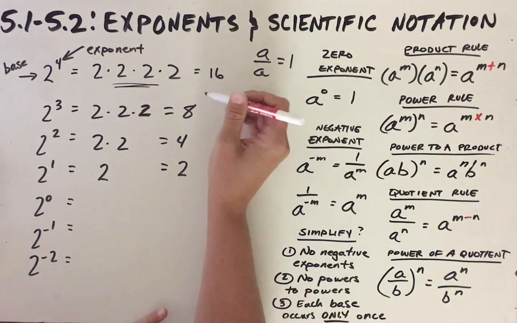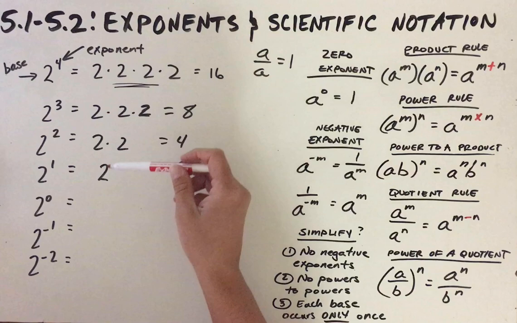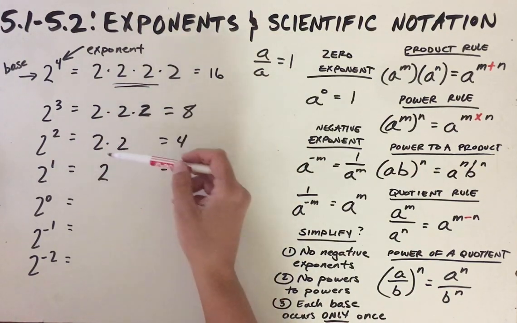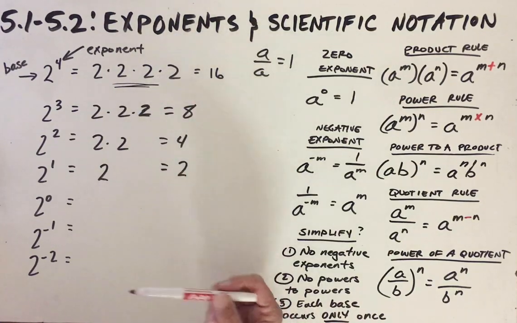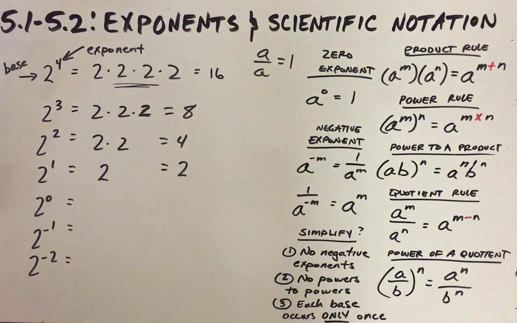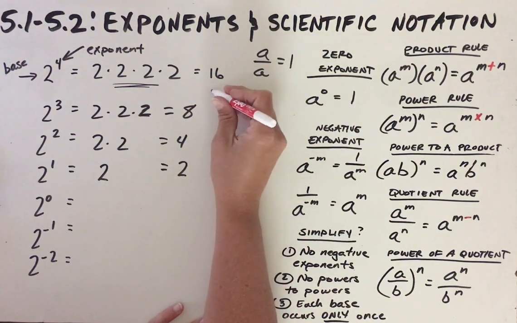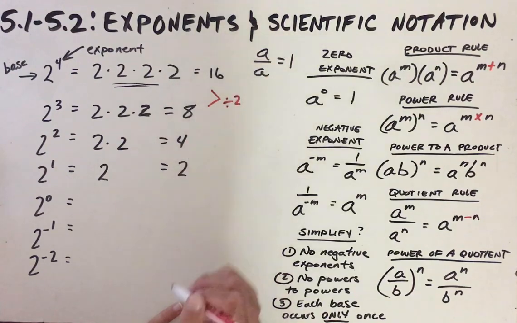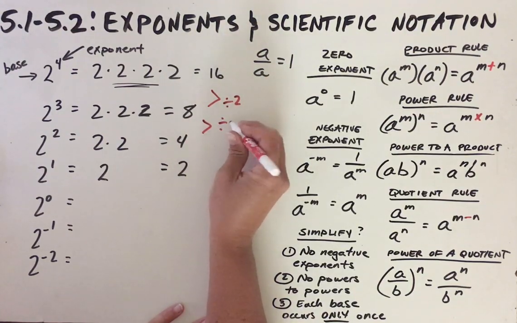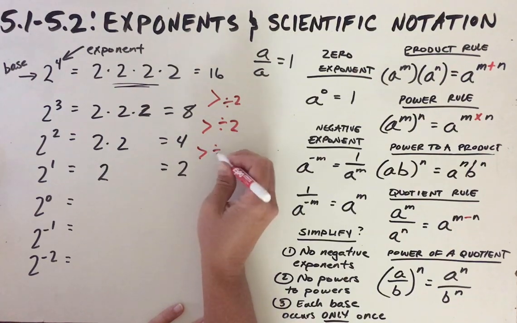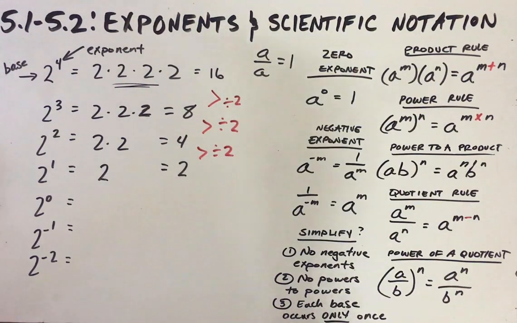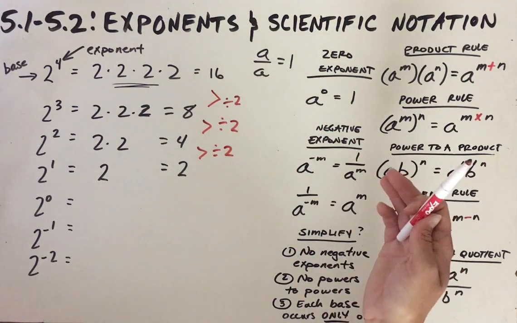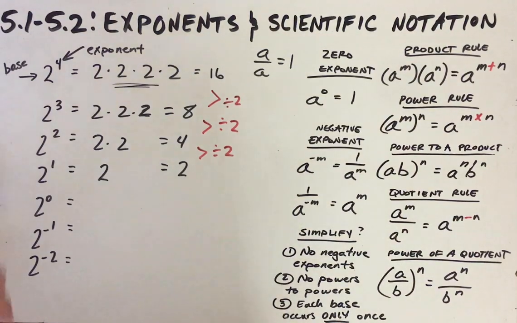So notice that for every exponent that I go up, so when I go from 1 to 2, I have 2 of the base, 3 of the base, 4 of the base, etc. I multiply by the base as I go up. That means when I'm coming down, I'm dividing by the base. 16 divided by 2 is 8. 8 divided by 2 is 4. 4 divided by 2 is 2. So as I go up in exponent, I'm increasing by the base. And as I go down, I'm decreasing by the base.